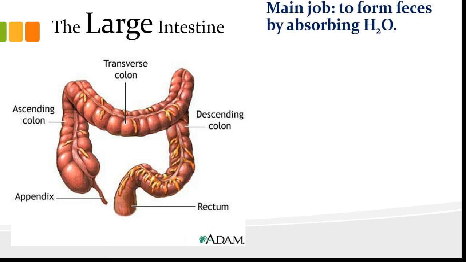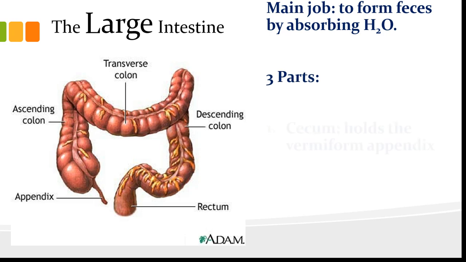So main job is to form feces. That's to get rid of the stuff our body doesn't want or doesn't use. We do that by absorbing water. So one of the big jobs of the large intestine is to absorb a lot of water to keep it in our bodies. If you end up with a lot of water in your feces, you've probably experienced that before. We call that diarrhea, right? Lots of water in there.